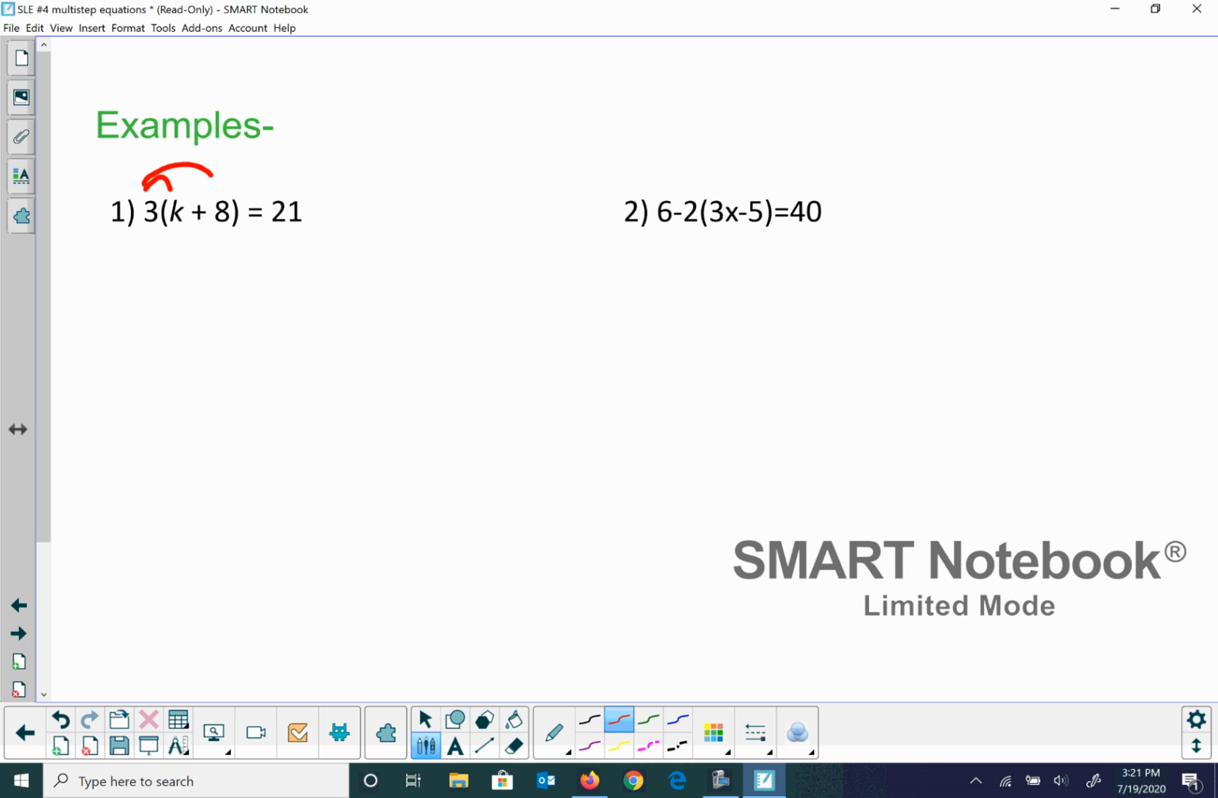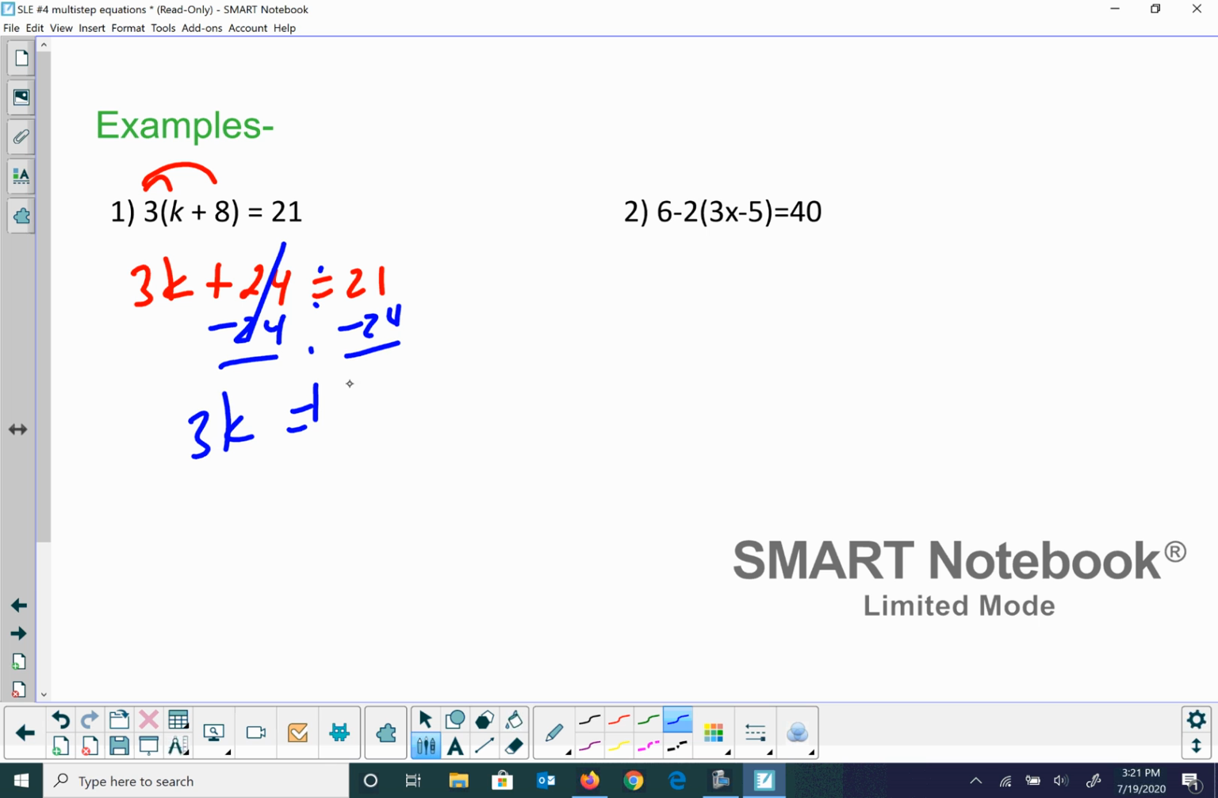It's 3 times 3, so that's going to give me 3k plus 24 equals 21. Notice I didn't bring that all the way over. I just took care of what was in the parentheses. And from there, we're going to go ahead and solve it like normal. There's my dotted line, meaning the equal sign. So I'm going to subtract 24, cancel. 3k is equal to 21, subtract 24.